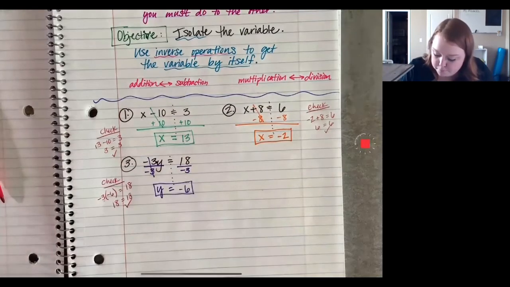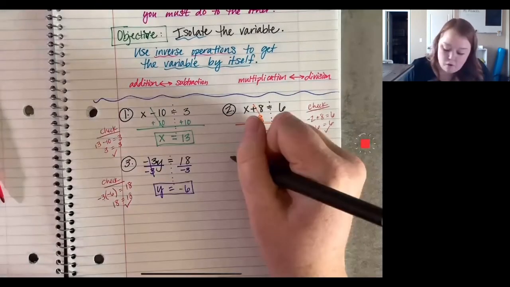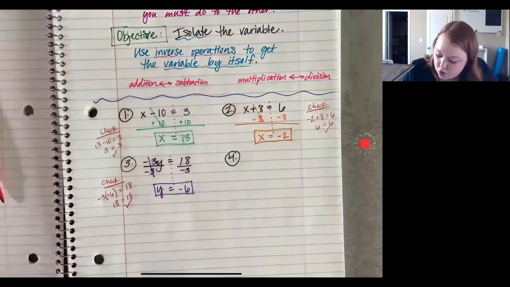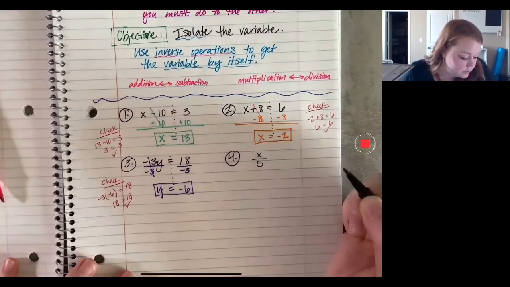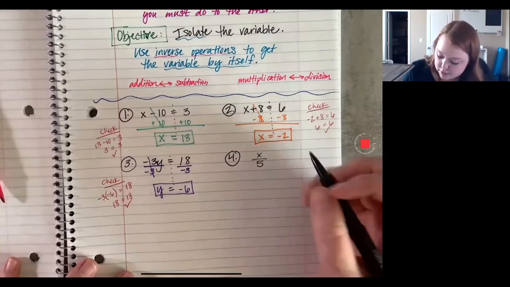Here's number 4. X over 5, look at that, make sure you wrote it down correctly. X over 5 equals -3.